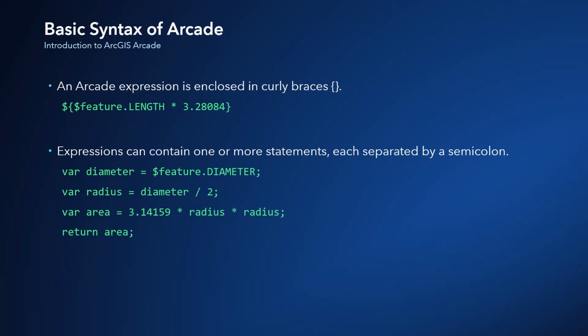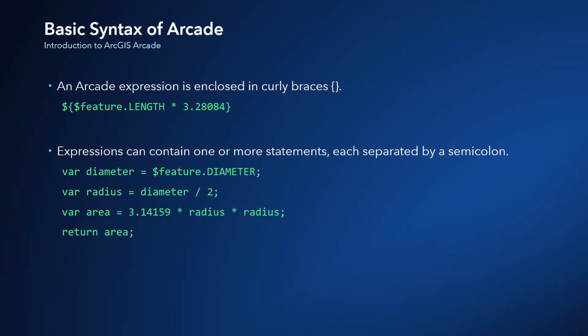And the $ is being used to indicate that the expression is referencing an attribute or global variable. Arcade expressions with multiple statements are separated by semicolons. So this next Arcade expression calculates the area of a circle based off of its given diameter value. It's going to first assign the value of the diameter attribute from the input feature to a variable called diameter.